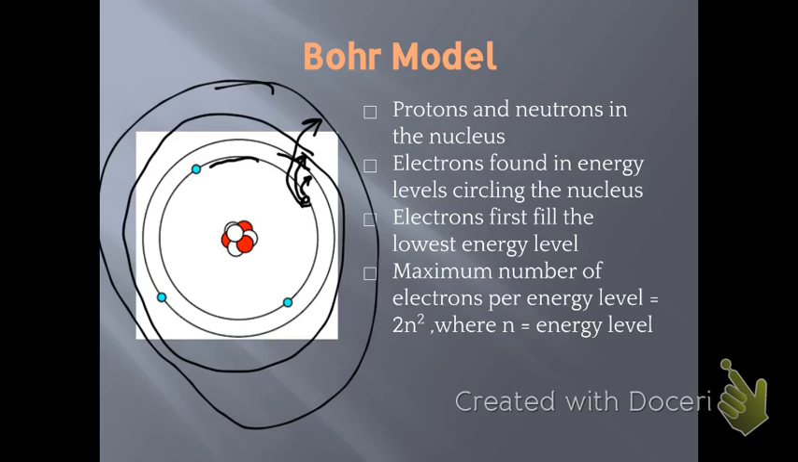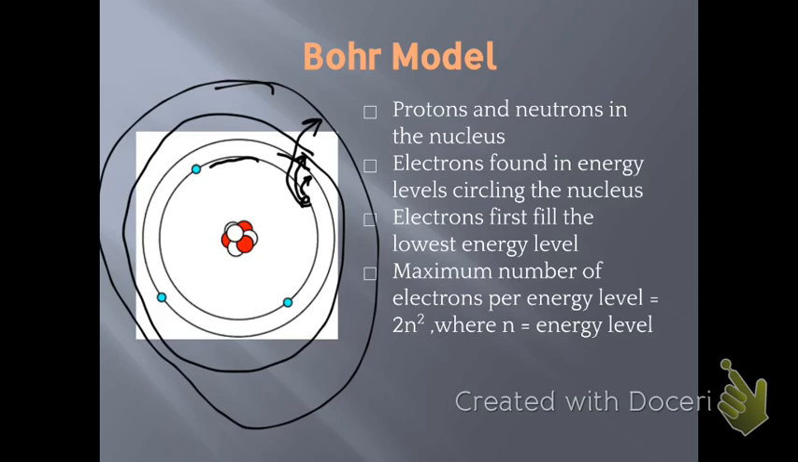All right, so Bohr's model is there are protons and neutrons in the nucleus, kind of like what Rutherford said, but he found that electrons are found in energy levels that circle the nucleus. Electrons fill the lowest energy level. The maximum number of electrons per energy level equals 2n squared, where n equals the energy level.